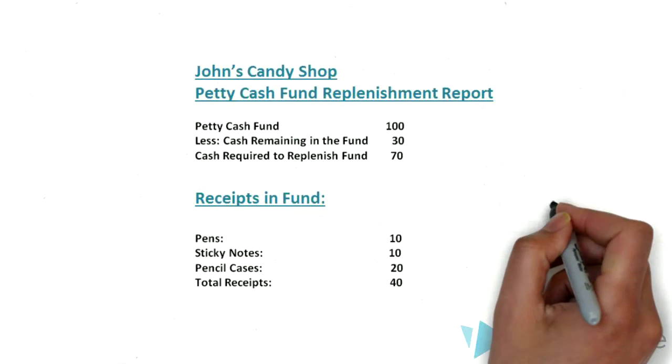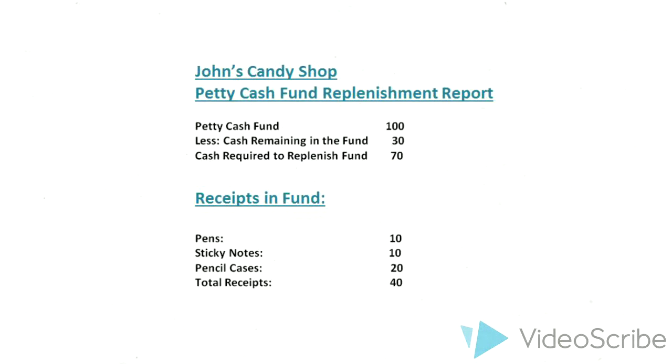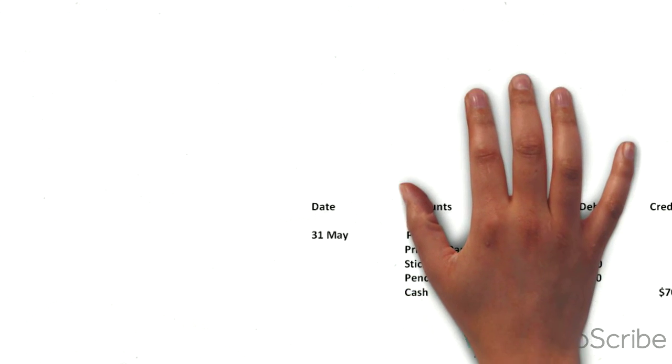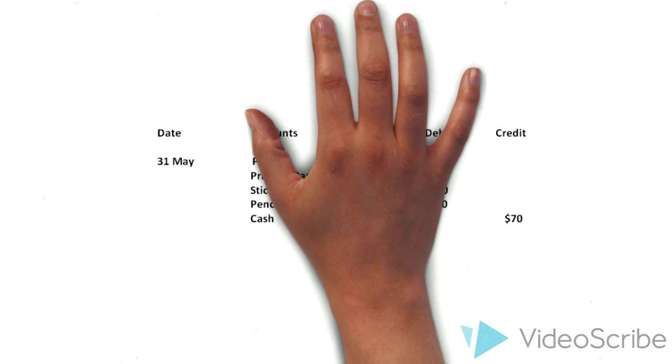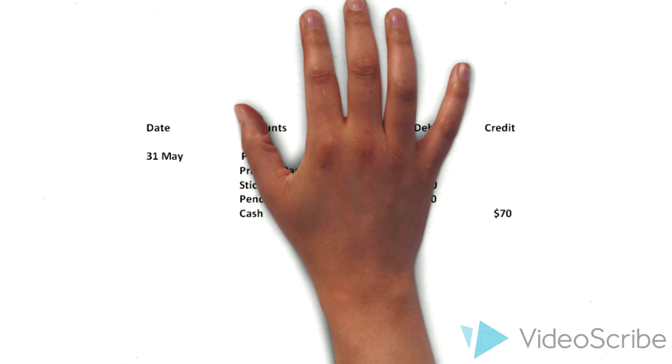As seen here, there is a $30 difference between cash required to replenish the fund and total receipts, thus indicating a cash short. More specifically, printing paper expense was not recorded. This $30 is then added to the cash over and short account, which is debited, resulting in an increase in expenses, thus balancing the final amount.